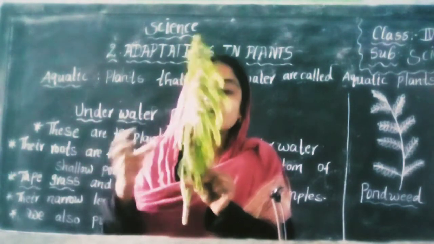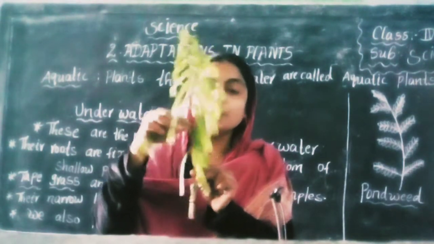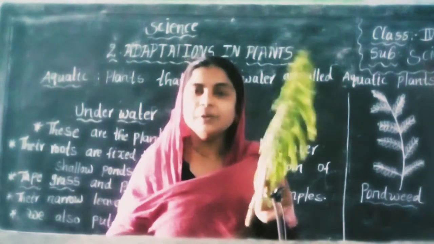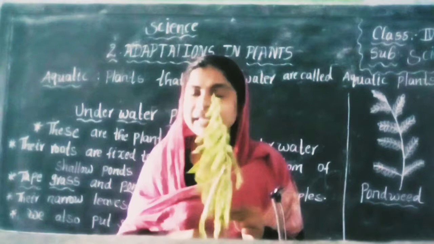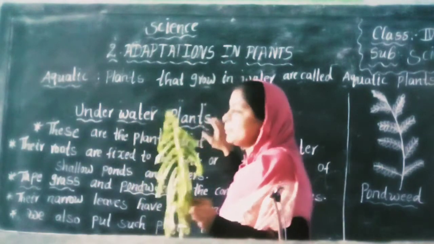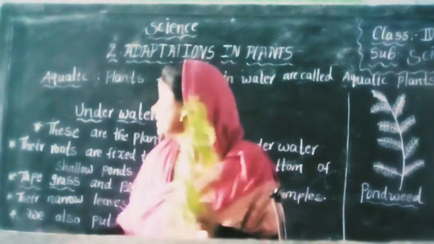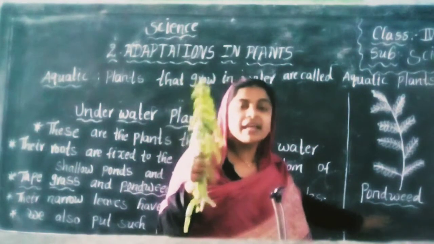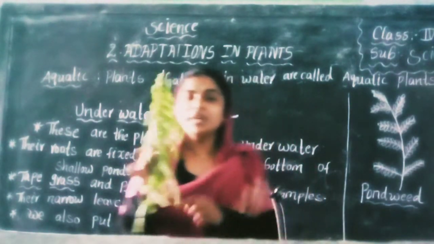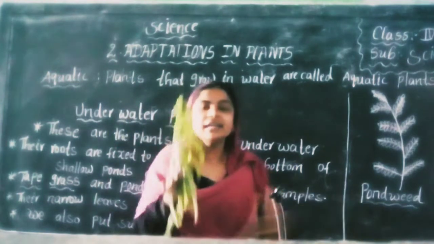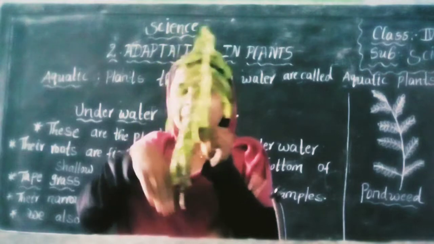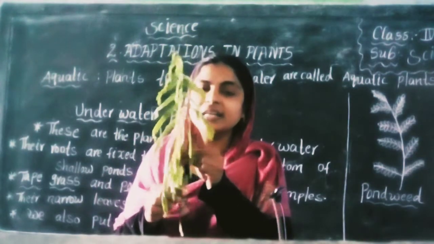We also put plants in an aquarium. See, children, underwater plants. For example, pondweed and tape grass. These are the plants that live underwater.